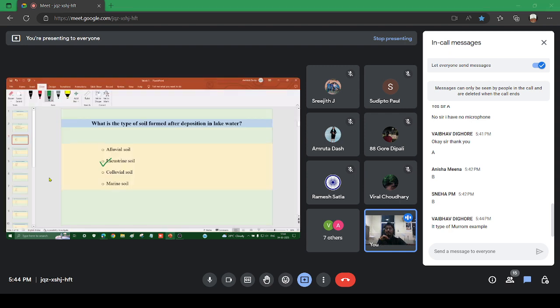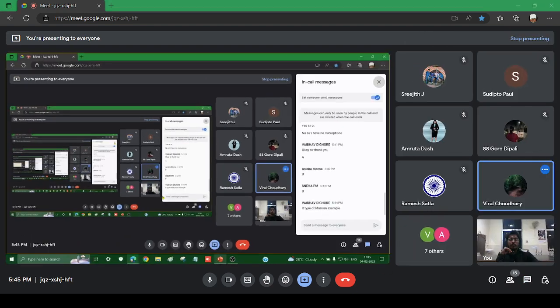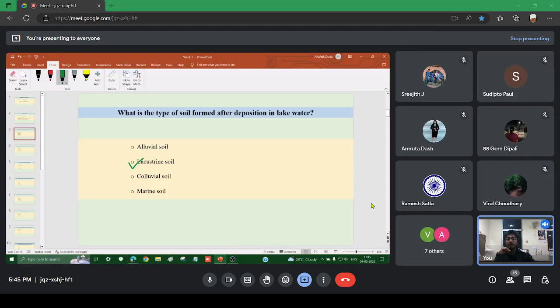I think there's a question I've given on that. I'll be discussing this. But first of all, colluvial soil is a type of soil formed due to the action of gravity. And marine soil, everyone knows what it is? Seawater. Yes. So sticking to this question, option B, lacustrine soil, is the correct answer. It's very easy. It starts with L.